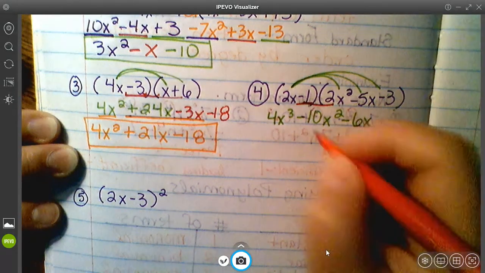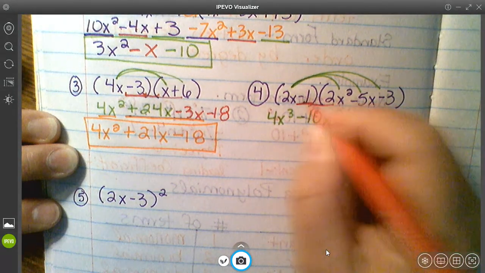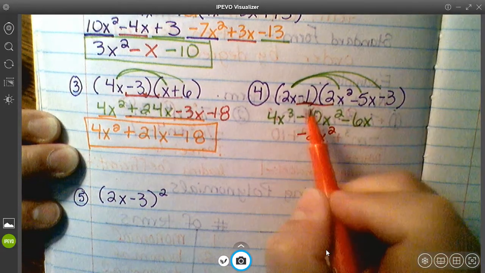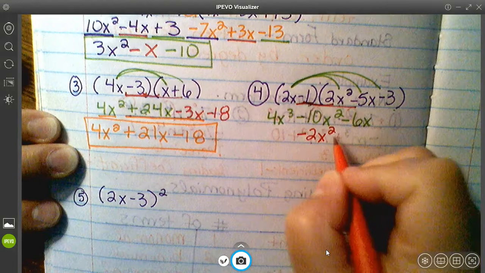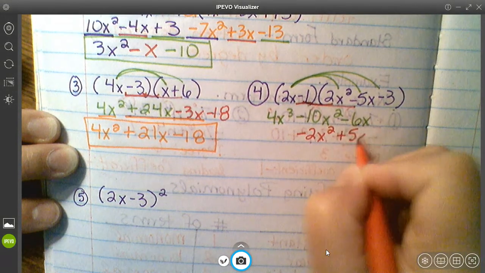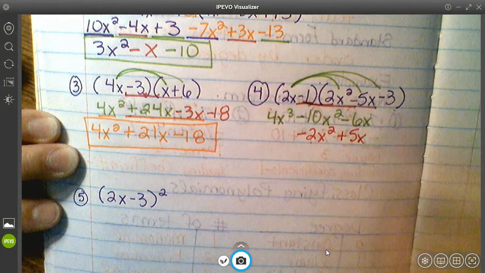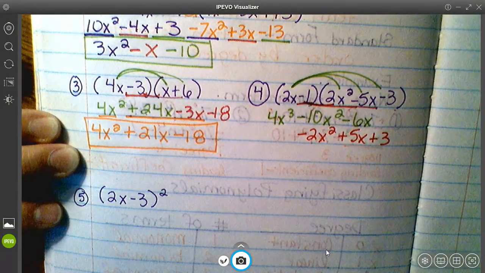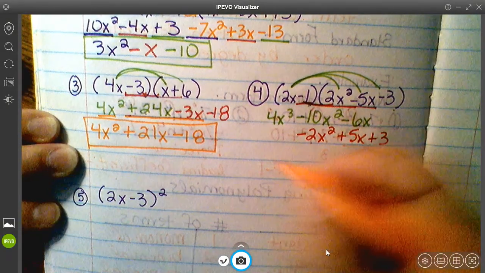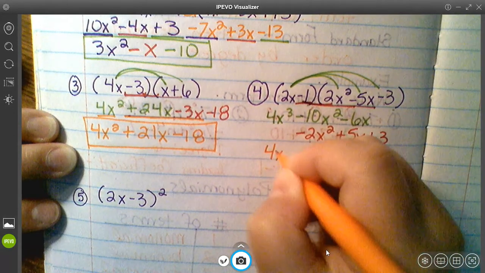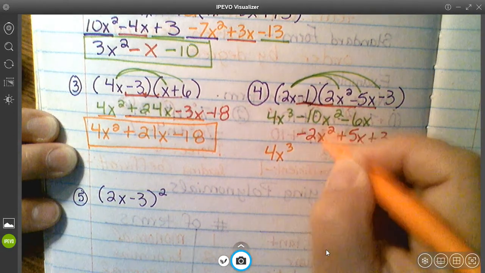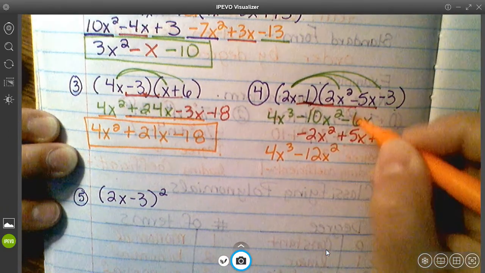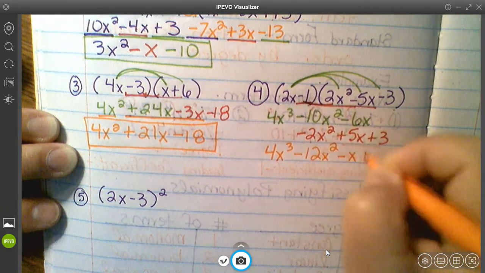And I'm getting ready to run out of room, so I'm going to line my like terms up. Negative 2x squared. Negative 1 times negative 5x, positive 5x. And negative 1 times negative 3, positive 3. So now when I combine my like terms, I have 4x to the third, negative 12x squared, minus x plus 3.